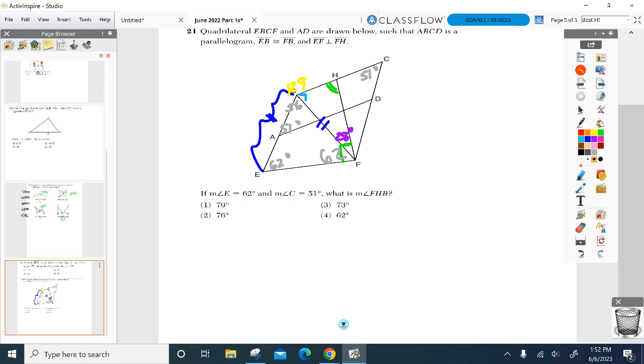73, yep. And I think we're there. Because I see a triangle right now that's called triangle BHF. I already know 2 out of 3 angles. And the third one is the one they're asking for in the problem. So 180 minus 73 minus 28, 79 degrees.